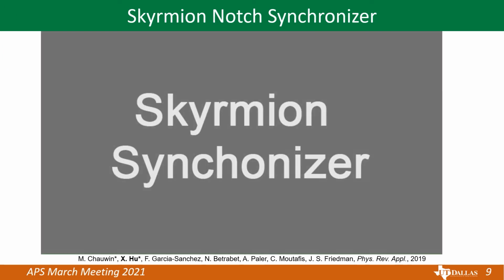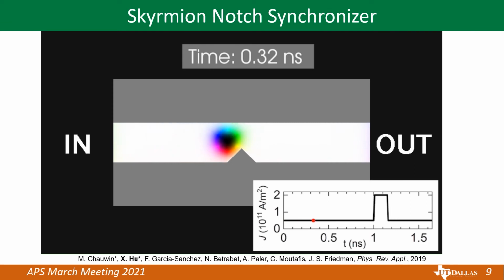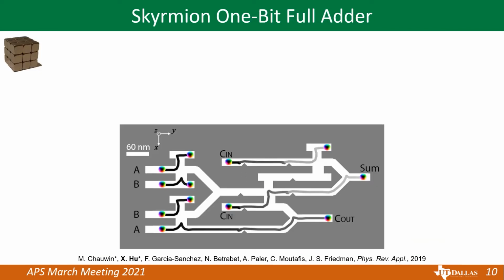This video shows the skyrmion controlled by the current pulse shown on the bottom right corner. The skyrmion is first blocked by the notch, then passes with the increased current magnitude. So using that synchronization process, we can perform cascaded logic operations and build large complex circuits.